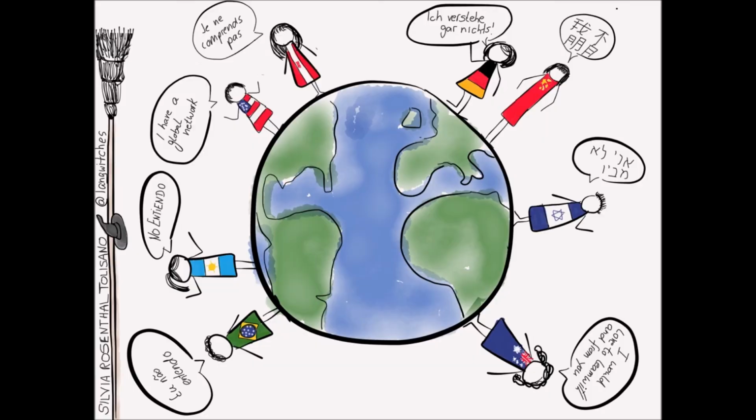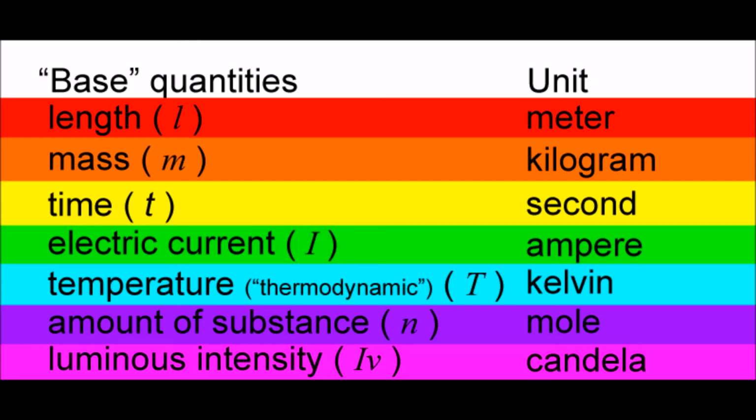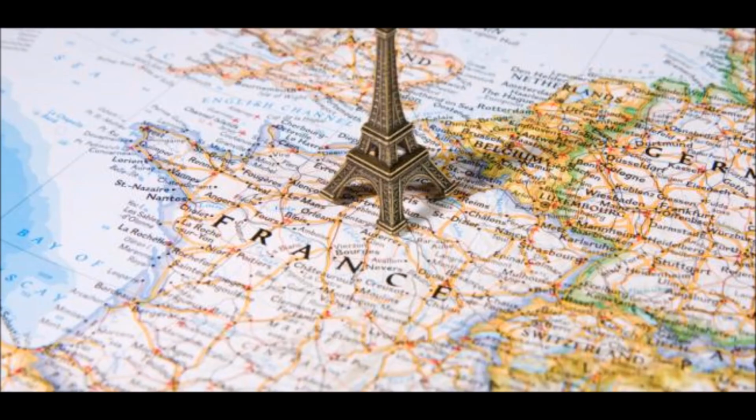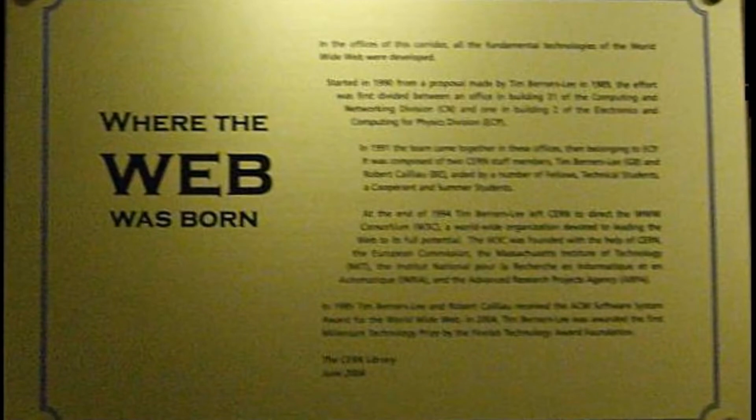To make science work across borders and languages, we need a standard system of measurements. The system that we use is called the SI, Standard International, which was developed in France in the late 18th century. This standardization of units allows scientists around the world to clearly communicate their work with each other.